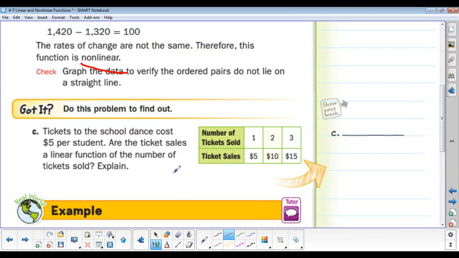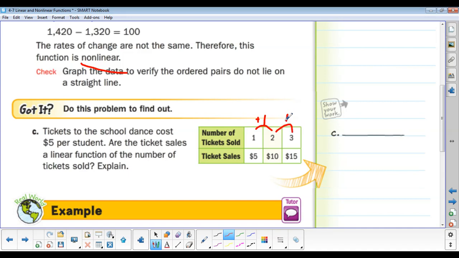All right, hopefully you took a minute to try the Got It C on your own. Let's take a look ourselves. It says a ticket to the school dance costs $5 per student. Are the ticket sales a linear function? Explain. So let's look. This goes up by 1.